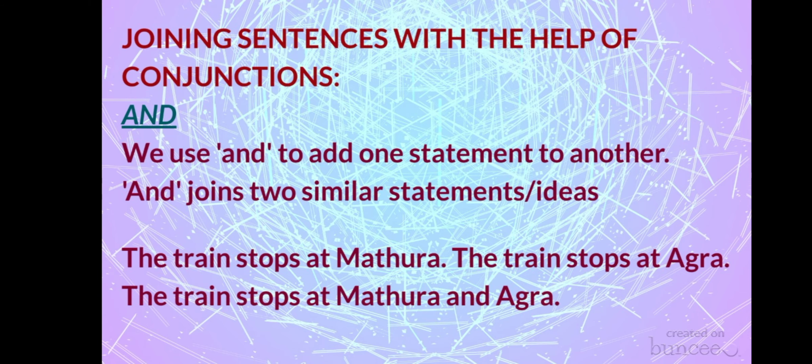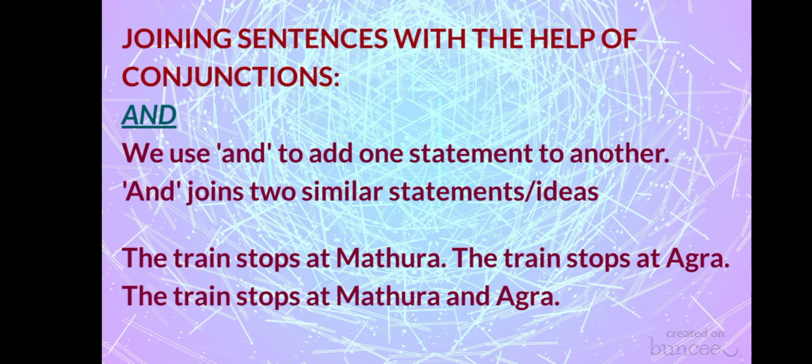We use and to add one statement to another. When there are similar statements or similar ideas, we use and to join the sentences. For example, the train stops at Mathura. Second sentence: the train stops at Agra. So, after joining by and, the sentence will read: the train stops at Mathura and Agra.